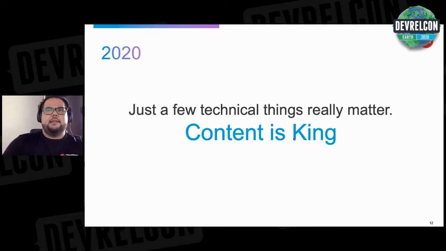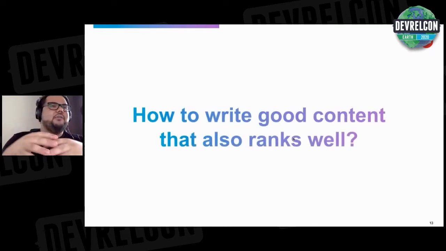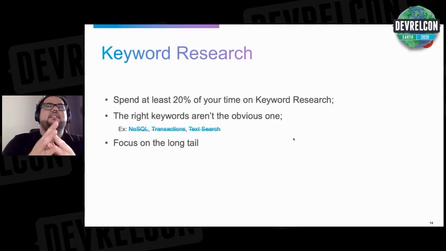However, the natural question is, okay, how do I write good content that also ranks well? If I have to give just one tip, it is to spend 20% of your time on keyword research. That's what I usually do. If I have 5 days to write an article, I will spend 1 day just doing keyword research. And quite often, the right keywords for your article are not the obvious ones.